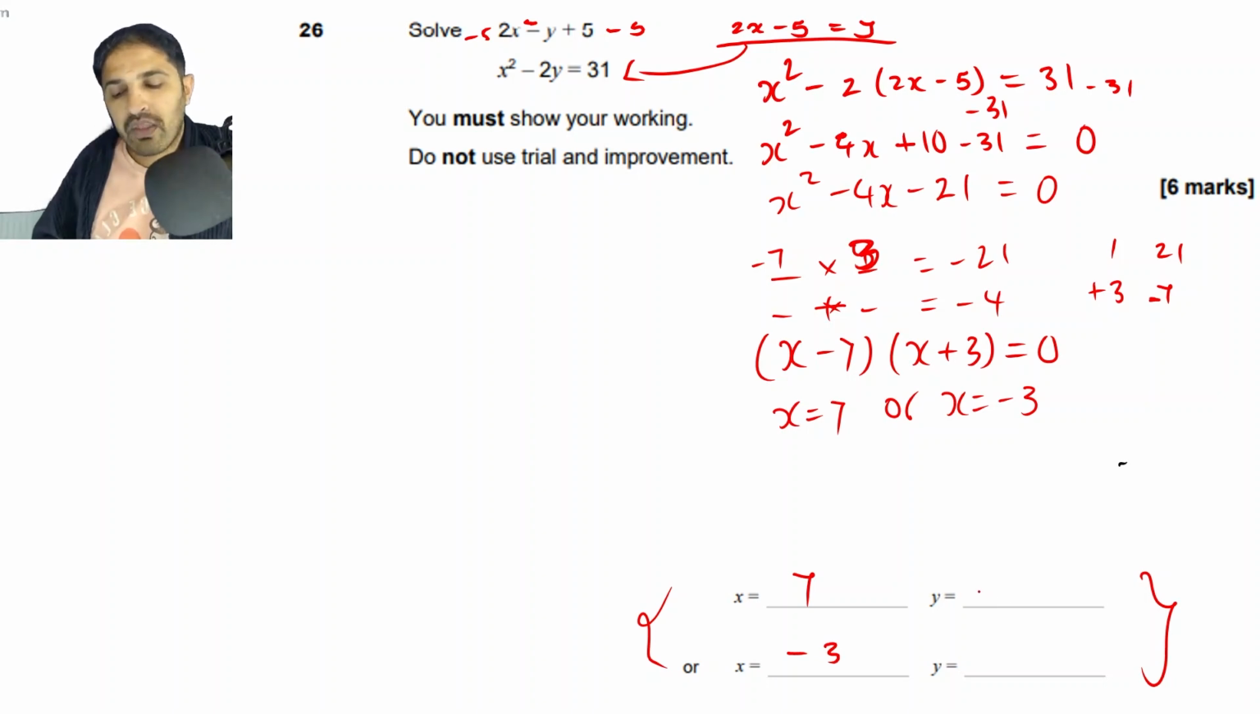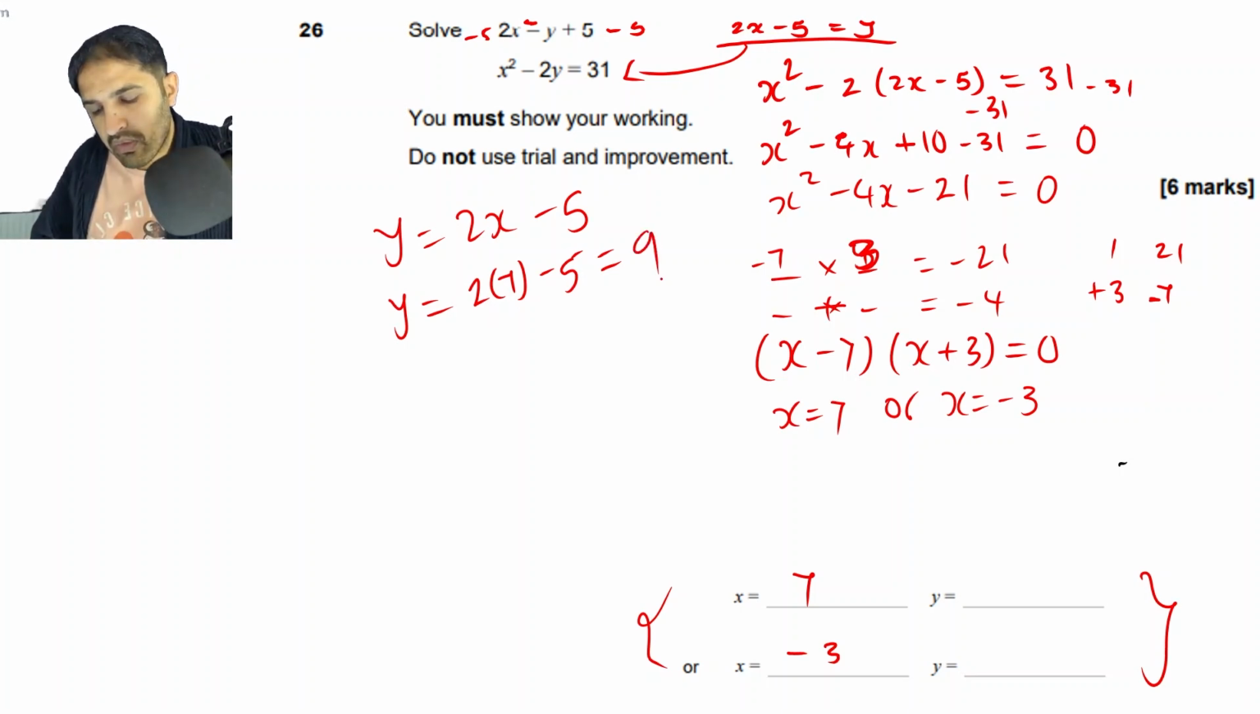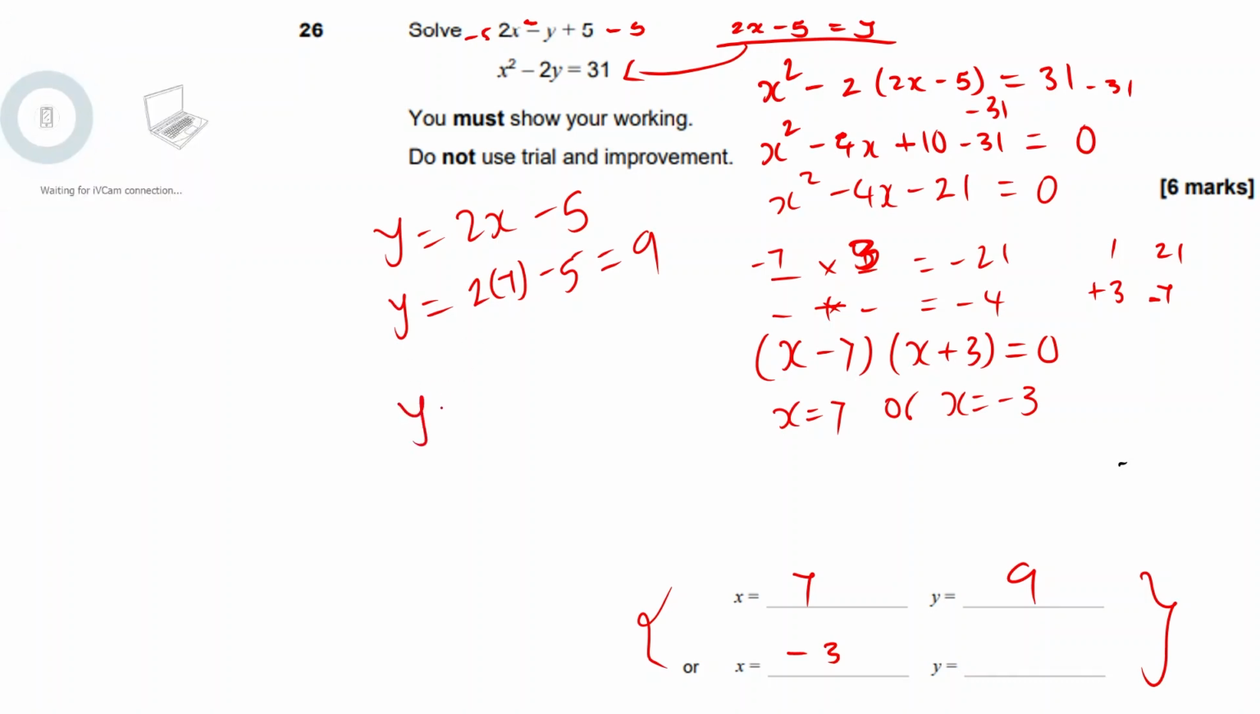So we can use that and sub it back into our formula here: y is equal to 2x minus 5. When you put x equal to 7 in there, you get y equal to 2 times 7 minus 5. 2 times 7 is 14, minus 5 is 9. So when x is 7, y is 9. And if you substitute x equal to negative 3 in here, you get y equal to 2 times negative 3 minus 5, which is negative 11. So those are the 4 answers we get for question 26.